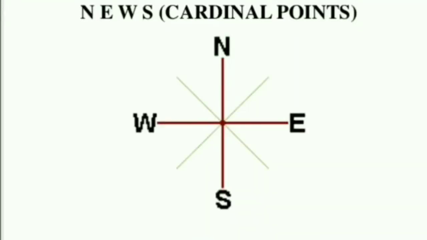Coming to the point of directions or a compass. See here, we are having four main directions. Those we can call as cardinal points. East, west, north and south are the main directions. We can read them as NEWS. N means north, E means east, W means west and S means south. We can combine these letters, we can call as news. News gives us the information about north, east, west, south.